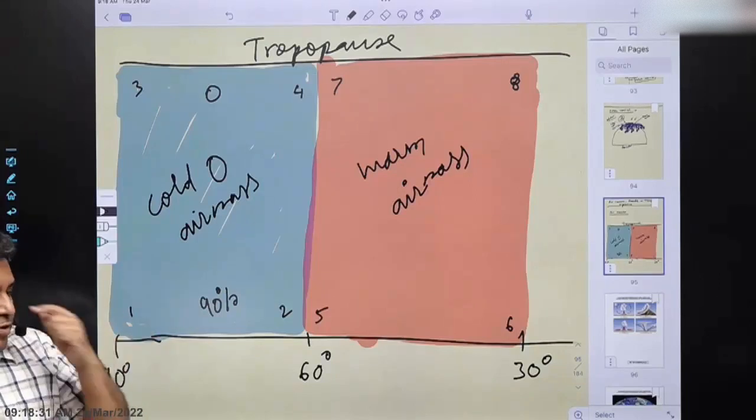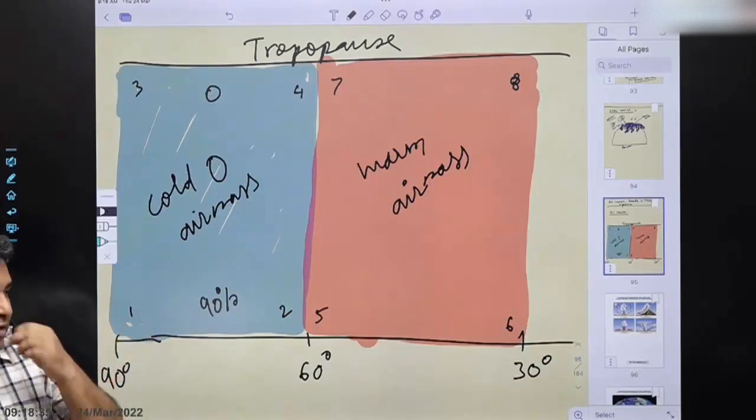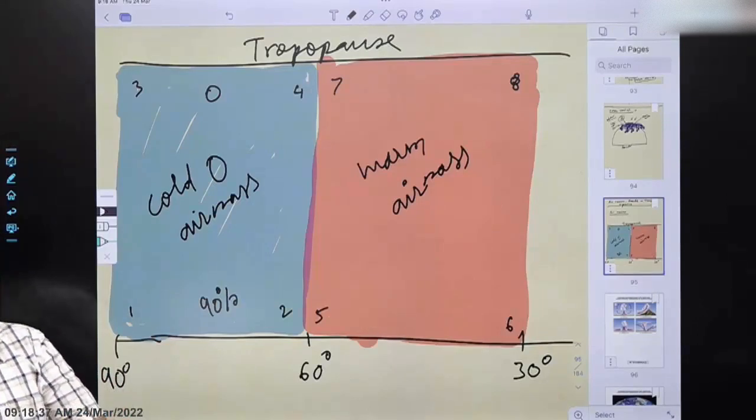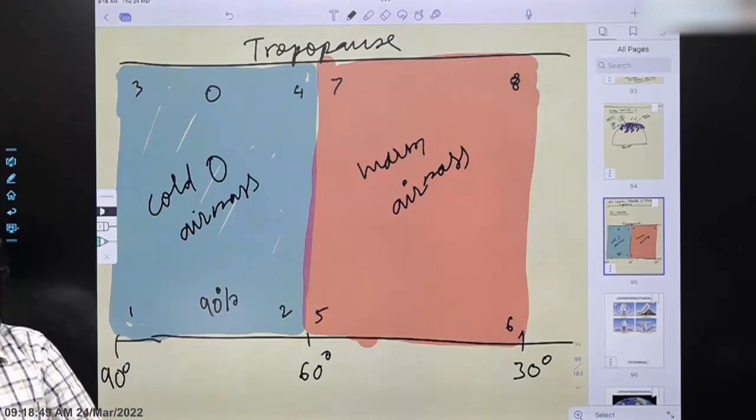So did you write about the pressure first of all? Temperature तो आपने लिख लिया था. Pressure भी लिख लीजिए. Pressure also remains similar horizontally only, and not vertically.